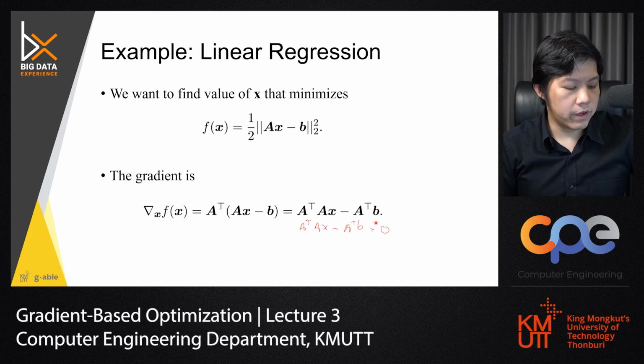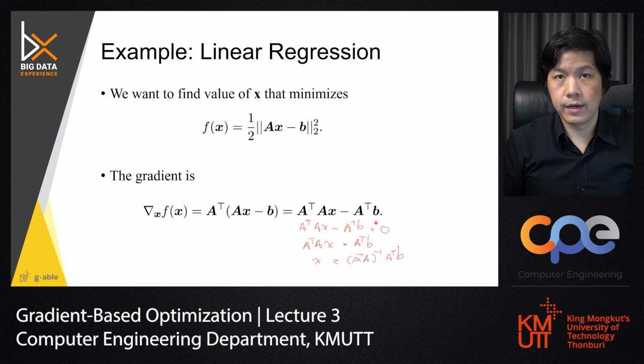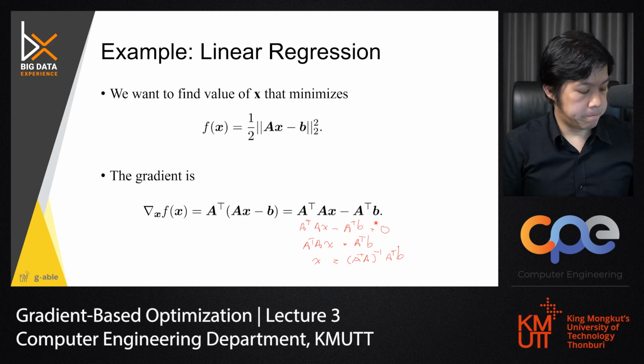and then we can move it to the other side, equal A transpose b, and then multiply by the inverse. Then you get the solution of linear regression. And this is what we talked about last time.